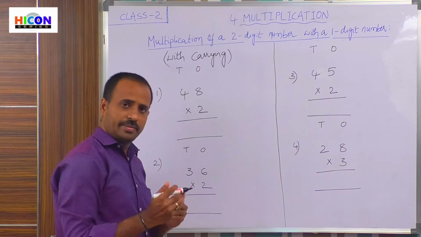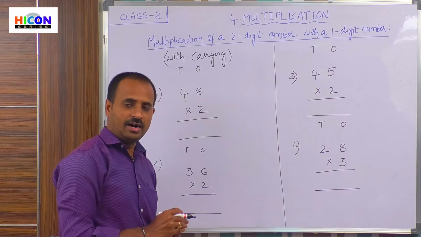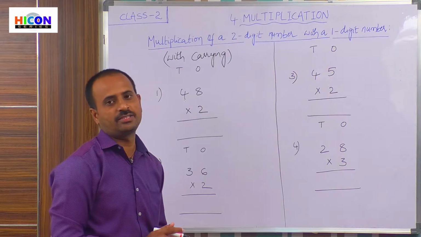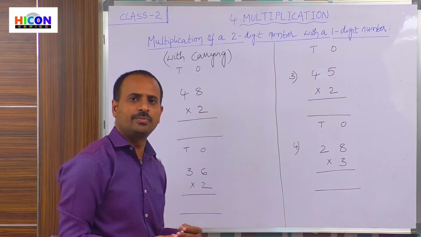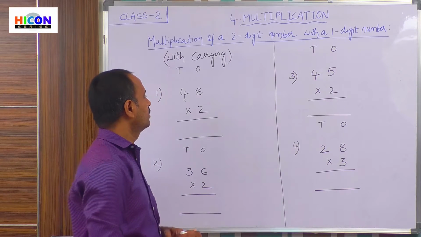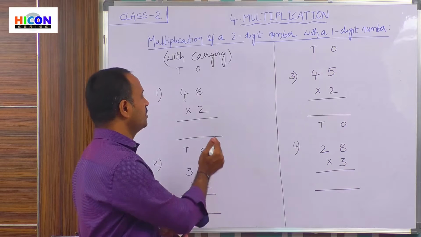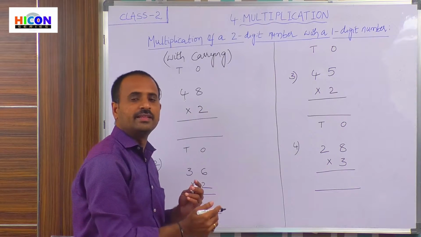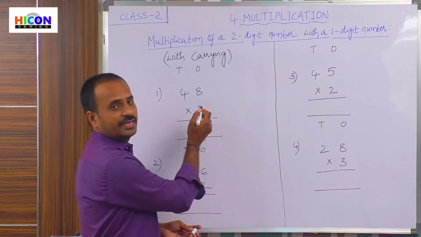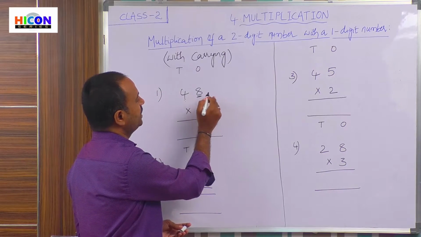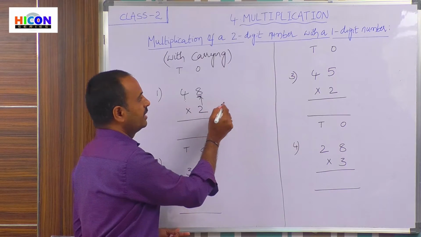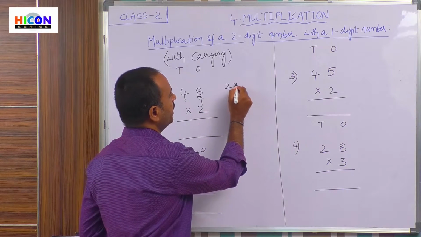Now start the multiplication from the ones place. Already we have discussed how to do this multiplication by taking an example. As in the example, we have to continue the process in each problem. So let us start multiplication from the ones place. First multiply the digit present in the ones place with 2. Which digit is present in the ones place? 8 is present in the ones place. So multiply 8 with 2, that is 2 into 8.